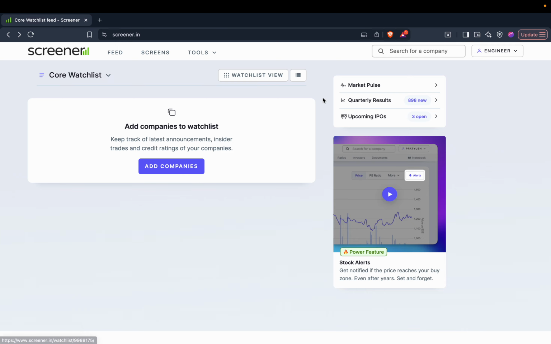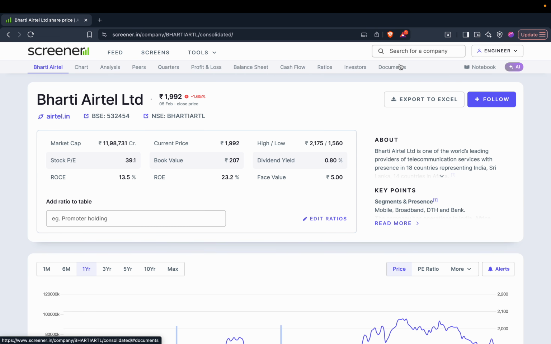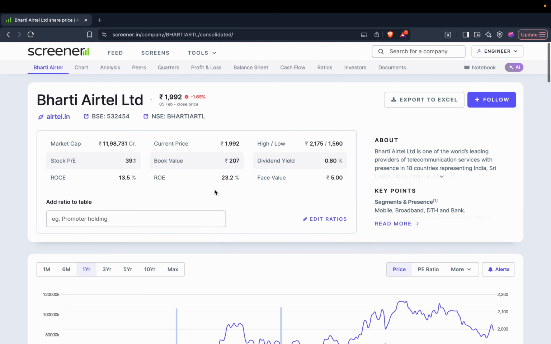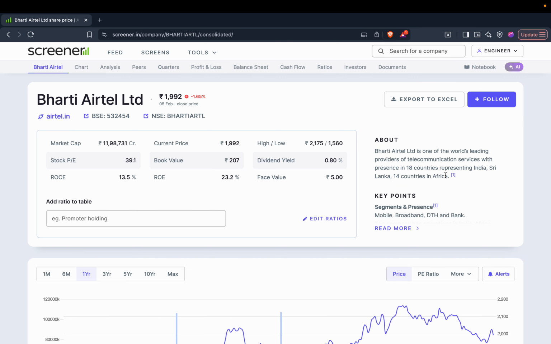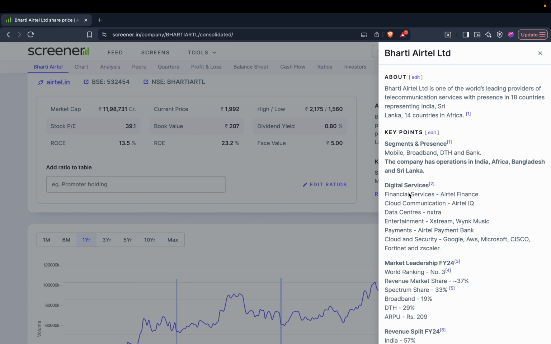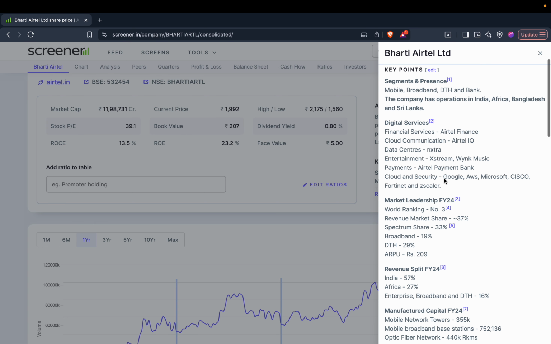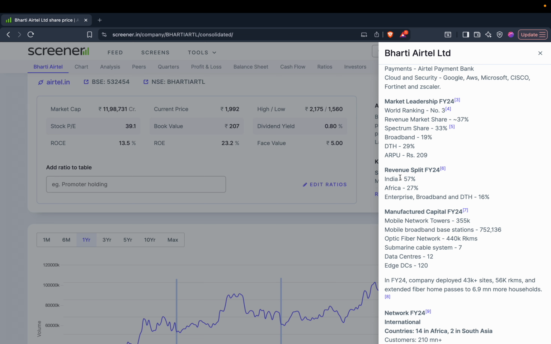Then if you want to look at a specific company, say I want to look at Bharti Airtel. So I go to Bharti Airtel. I'll find every detail, like the about section. So Bharti Airtel is a company that operates in India, Sri Lanka, and 14 countries in Africa. Now, what exact segment does it work in? So there's mobile, broadband, DTH, bank, digital services, and revenue split from India and Africa. All of those details can be found here.